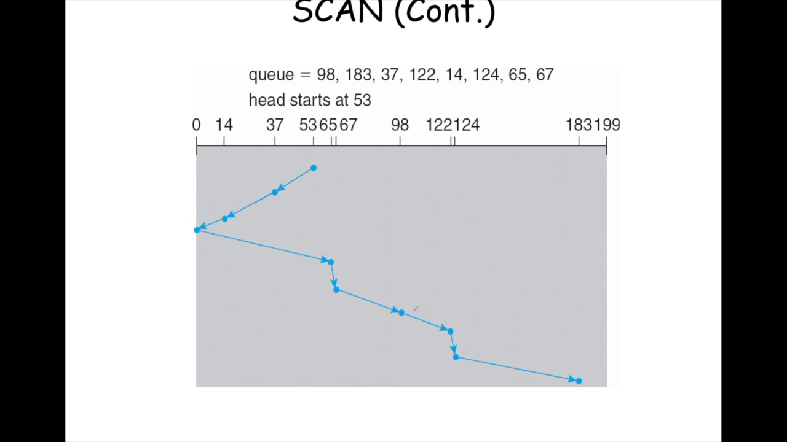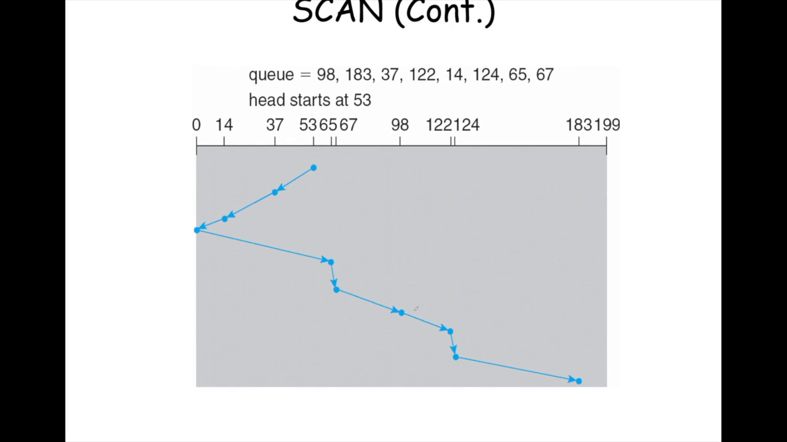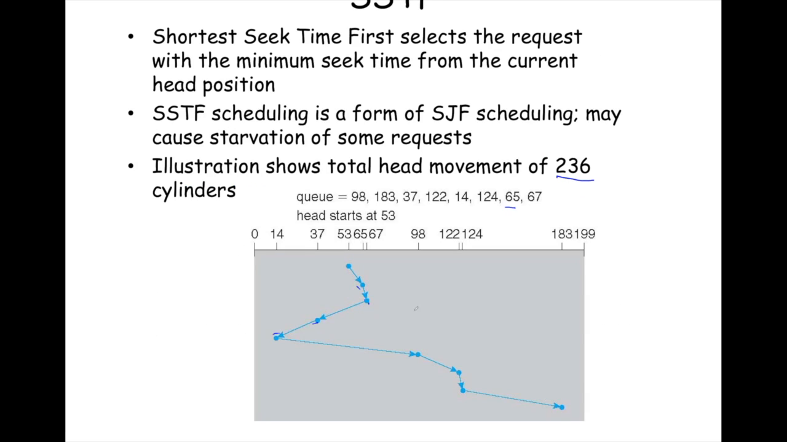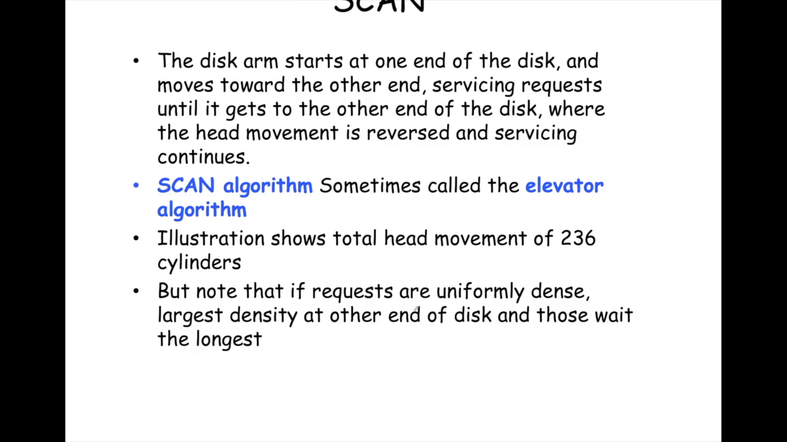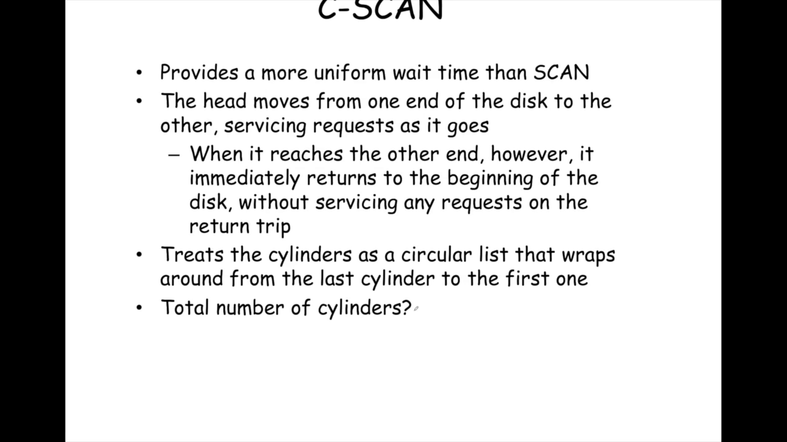The scan algorithm tries to make the wait time more uniform. It tries to decrease the wait time or make it more stable so that you don't get this idea of starvation that you had with the shortest seek time first. There's an improvement on scan called C-scan, and C-scan produces more uniform wait time than scan.